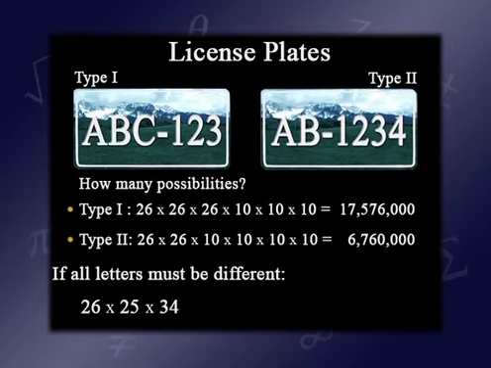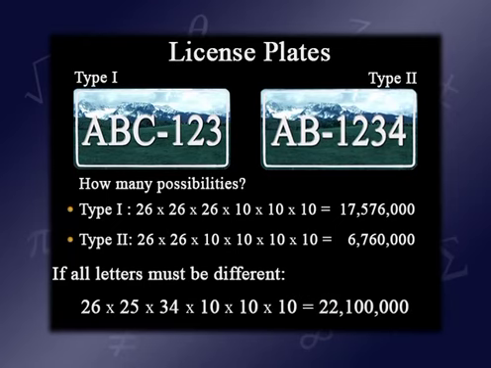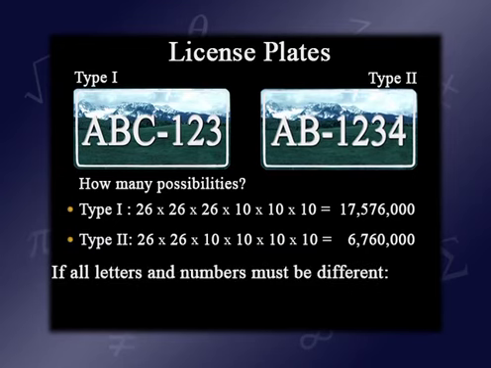And then the last 3 items all have to be numbers, and so we have 10 choices, 10 choices, 10 choices. Multiply those numbers together, and we get 22,100,000. If all the letters and numbers must be different, then we can still do it in one step, but we have to pursue a more creative strategy.